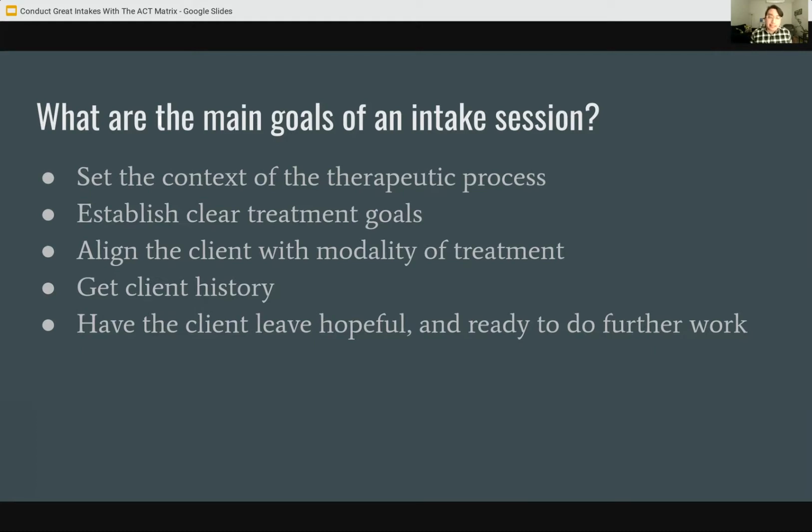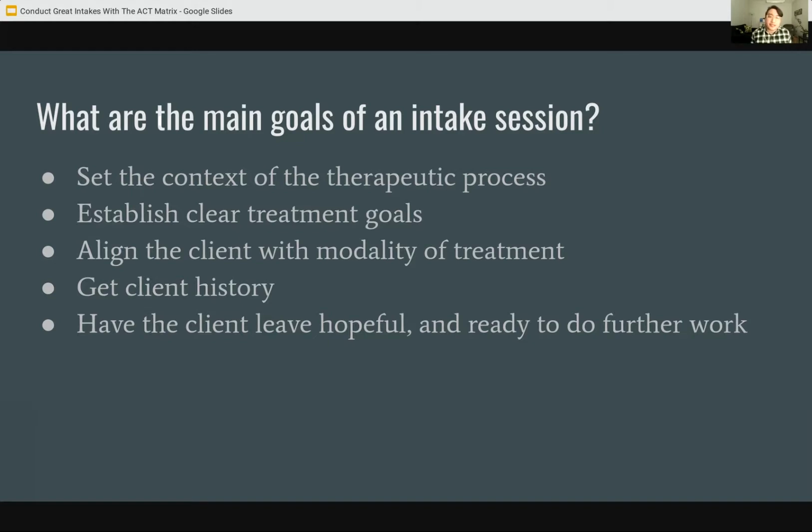And lastly, what we want the intake session to do rather is have the client leave hopeful that change can take place and confident that this is the space where that change can occur. Therefore, the client will be more willing to return to the next session and come ready to do the work that needs to be done.